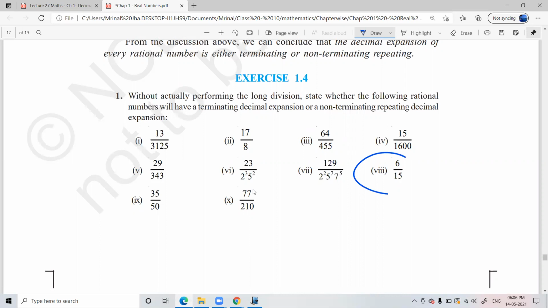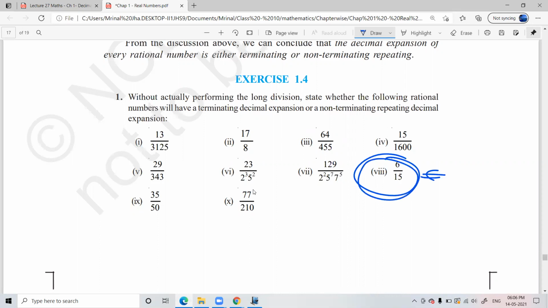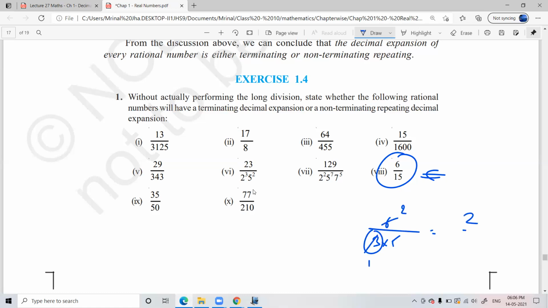Okay, check this 8th question. What kind of expansion will this have? Terminating. Okay, Charan says terminating. What about other people? Terminating, sir. Why? Even though there is a 3, it can be cancelled. Yes, there is a 3 over here, but we know that it can be cancelled with this. So it becomes basically 2 by 5, and now it is of the form 2 to the power m, 5 to the power n. So this will have a terminating decimal.